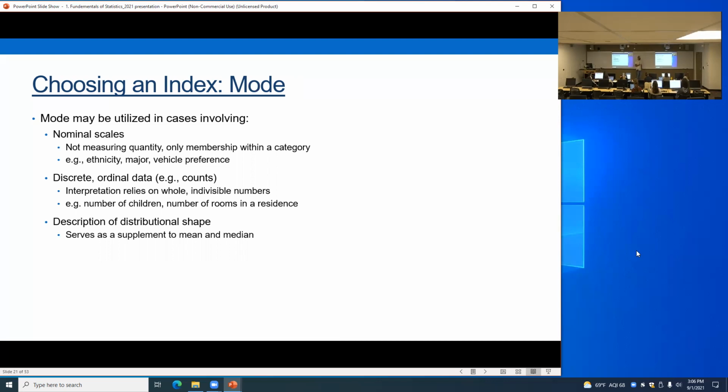And then just using it to describe shapes, right? Even if I'm calculating the mean of a distribution, I might say the modal value was this, just to communicate where that most frequent value is. So it can be used as a nice descriptor, but there aren't many inferential statistics where we're going to be using mode, because it's more of a descriptor than an actual quantitative measure.